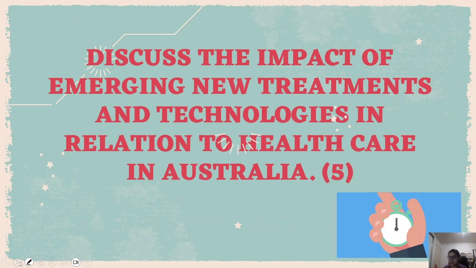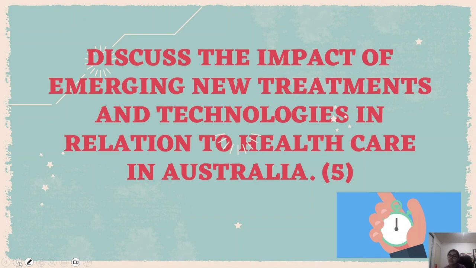So let's have a look at this question. What do we do? Now, this is a 5-marker. We've got discuss the impact of emerging new treatments and technologies in relation to healthcare in Australia. So discuss is when we are discussing both sides of the point, like where is it at, is it accessible to everyone or is it not, and you've got to know your examples here.